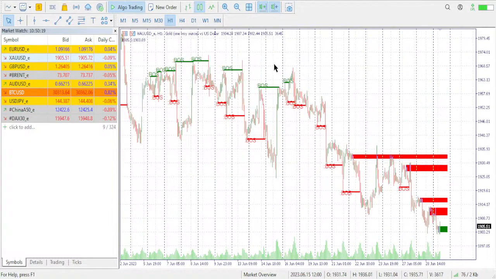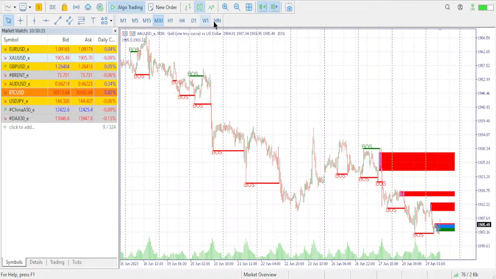My next chart is gold. So with the gold so far, we've had price continue to the lower side. We've seen several bearish break of structures. You can see here, we had a bearish break of structure, another one, and another one here. So as it is right now, the price is headed for a sell.